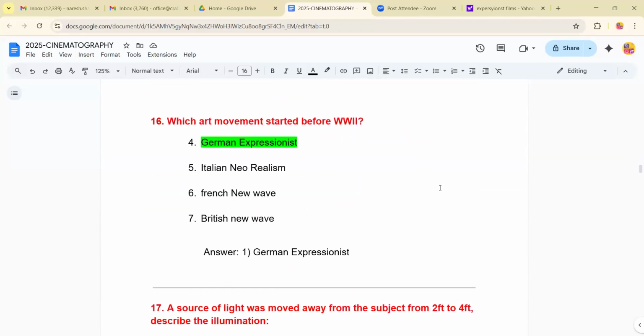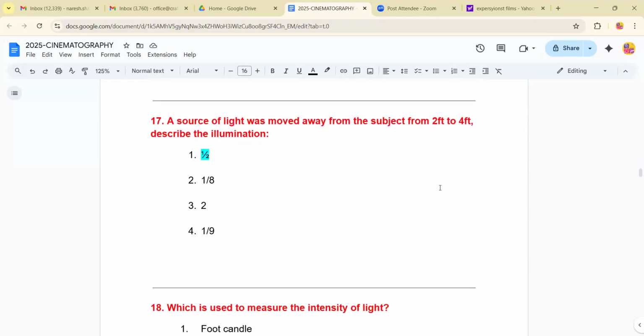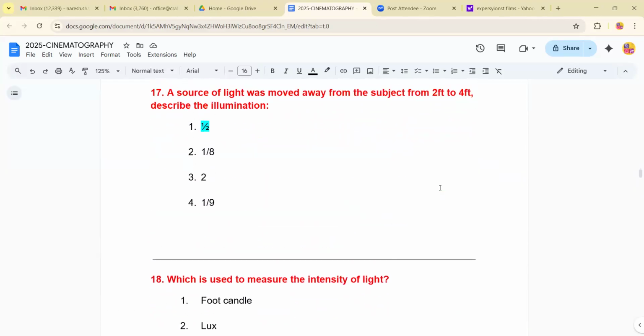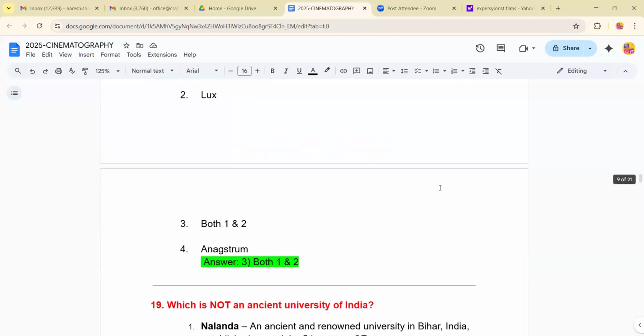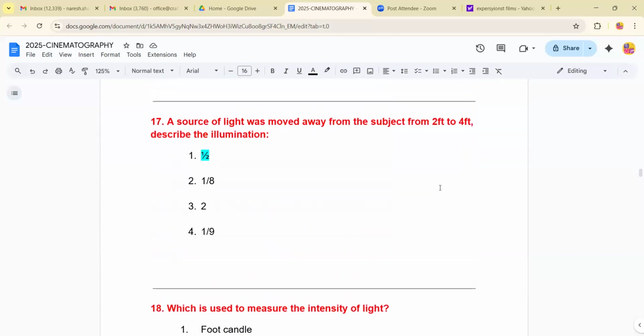Which art movement started before World War II? It is German expressionism. Source of light was moved away from the subject from 2 feet to 4 feet. Describe the illumination. According to me, because I could not figure out the correct options, the reason should be mentioned in an explanation, which, if you use the explanation of the inverse square law, you will be easily able to identify.